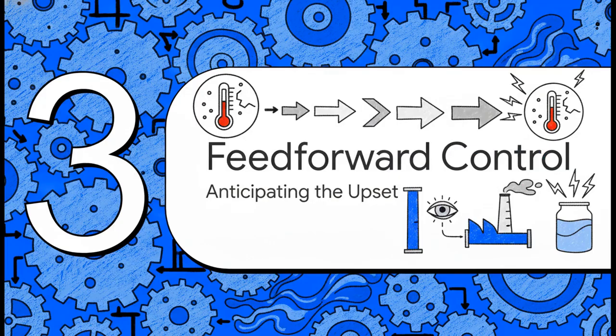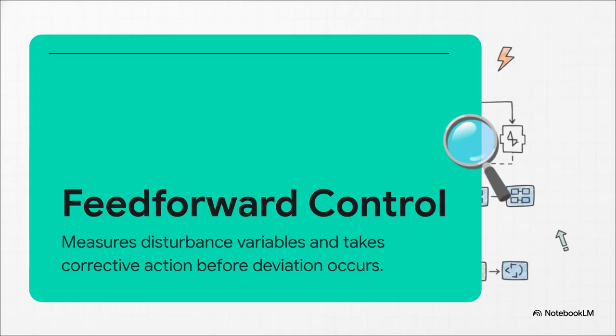Which brings us to Part 3. Anticipating upset with feed-forward control. So what if your process just can't afford that error? What if a sudden temperature drop ruins a massive, incredibly expensive batch of chemicals? Well, feed-forward control flips the script to proactively solve this.